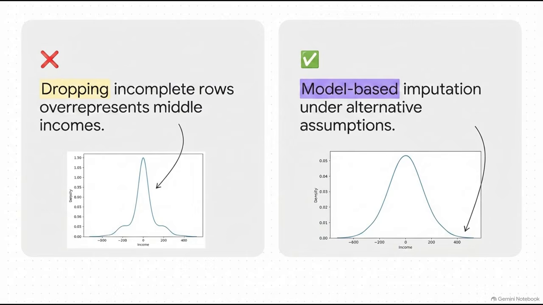So think about how you handle that signal. If your first instinct is a flawed one, like simply dropping all the incomplete rows, you've got a problem. In our survey example, dropping those blanks would severely overrepresent middle-income earners, completely skewing your health data and leading to false conclusions. Instead, a strategic approach would use model-based imputation under alternative assumptions to fill in those gaps. But remember, your chosen method changes what you are actually measuring. An imputed value is just an educated guess based on your model. It is absolutely never a recovered fact.